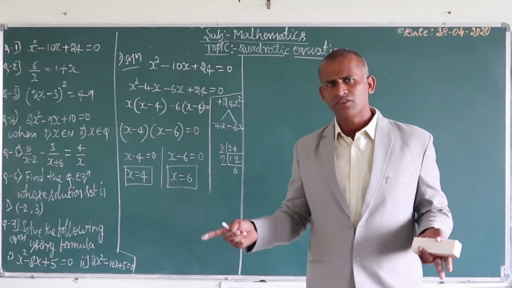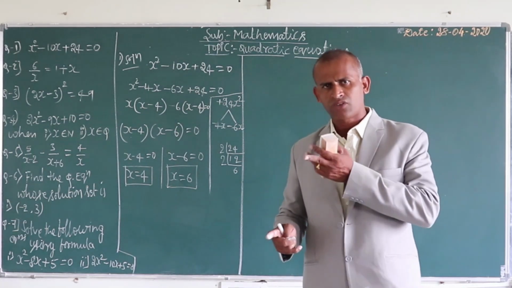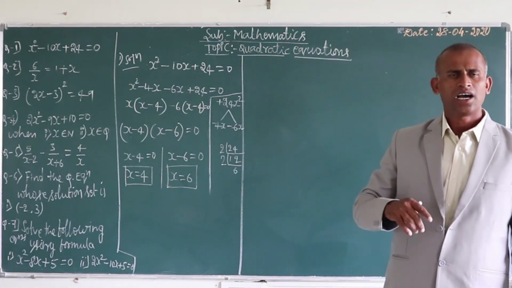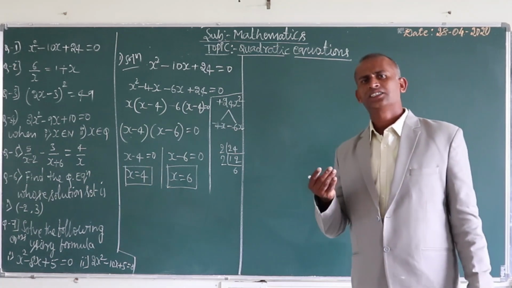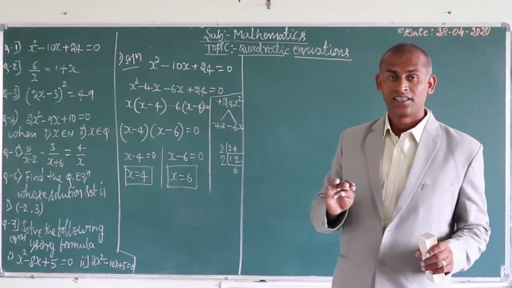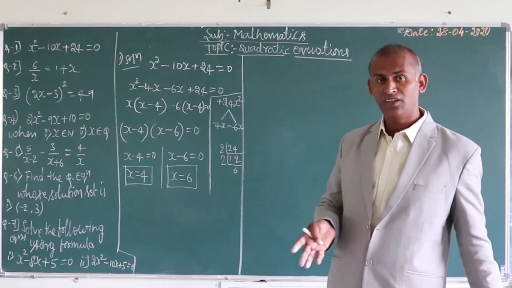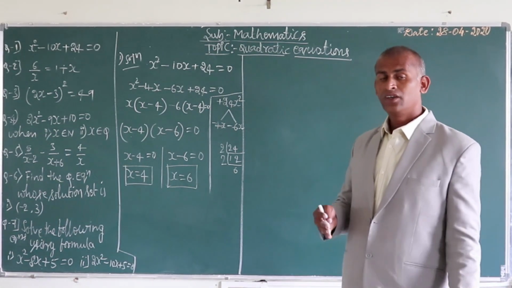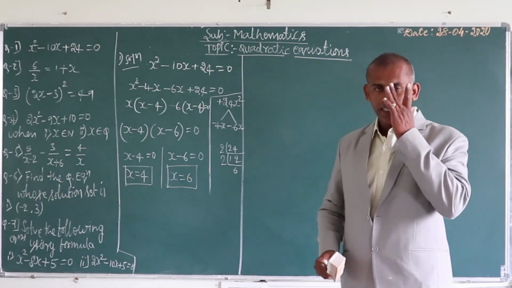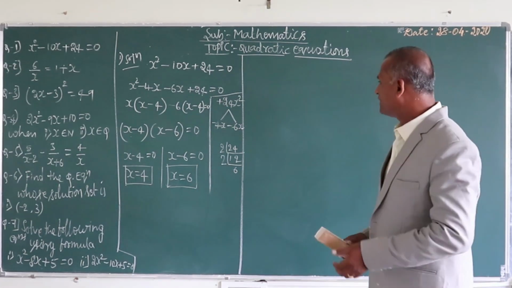Whatever the type they give, first we have to convert it into the form of a quadratic equation. After that we have to find the solution of the quadratic equation. So, this is very important. First we have to convert it into the quadratic equation form, ax square plus bx plus c is equal to 0 form. After that we have to solve the sum.